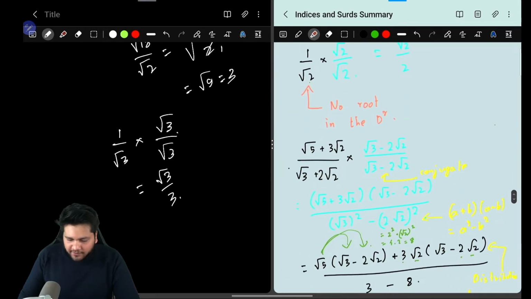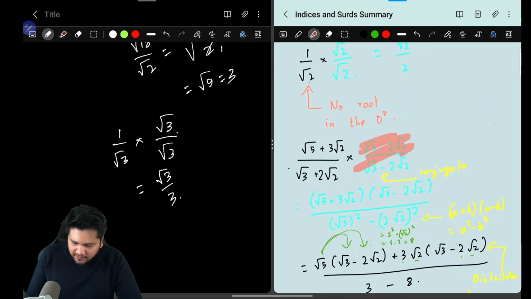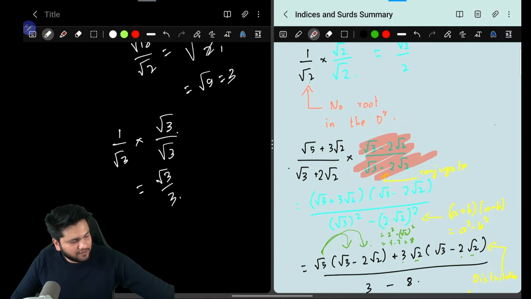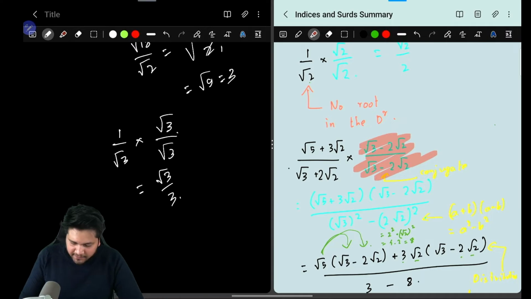But when it comes to some difficult problems, as you can see here, when it is root 5 plus 3 root 2 upon root 3 plus 2 root 2, what I'll do is multiply by the conjugate. This is known as the conjugate of the multiplication. If I just multiply by the conjugate, at the end of the day I'm just multiplying by 1.